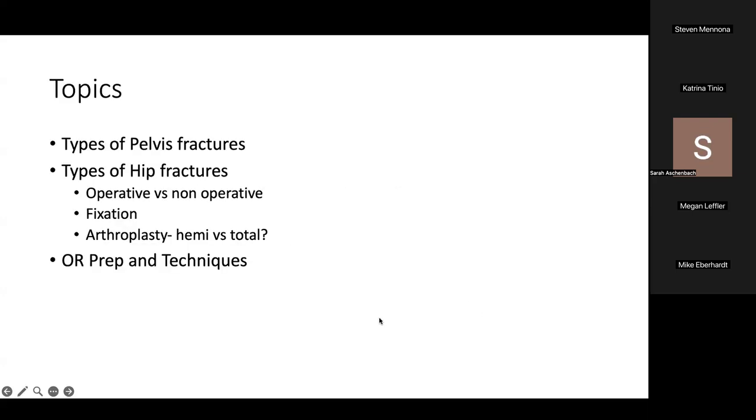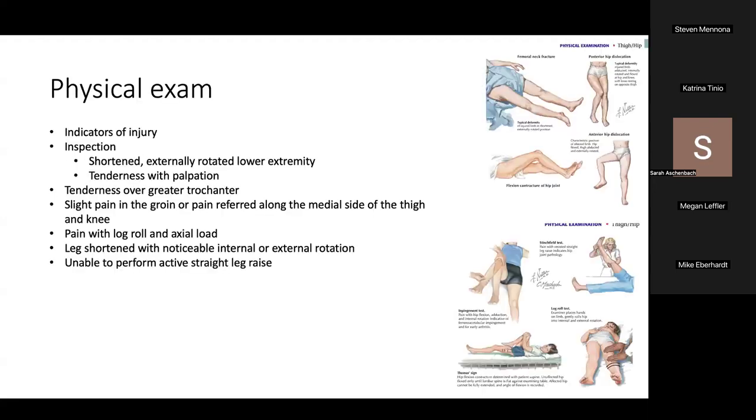So first thing we'll go over types of pelvis fractures and types of hip fractures. We'll talk about operative and non-operative treatment and the type of fixation. In hip fractures, we'll talk about whether or not you're going to do a hemi or a total hip arthroplasty, and then we'll talk about some OR prep and some techniques.